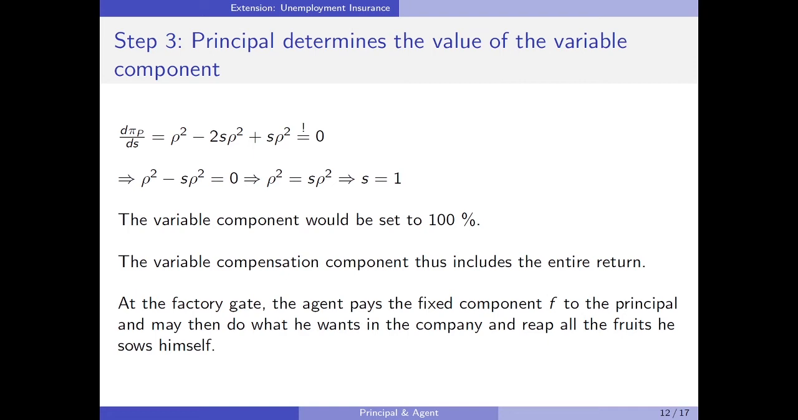So the variable component will be set to 100% in this case. The variable compensation component thus includes the entire return. At the factory gate, the agent pays the fixed component F to the principal and may then do what he wants in the company and reap all the fruits he sows himself. So F could be negative, although we say that the agent should pay to get the job at first stage because it is seen as negative. But as we see that the shares become 1, which is the share that the agent actually gains after the work is done, we could see that the agent could actually profit from this work.